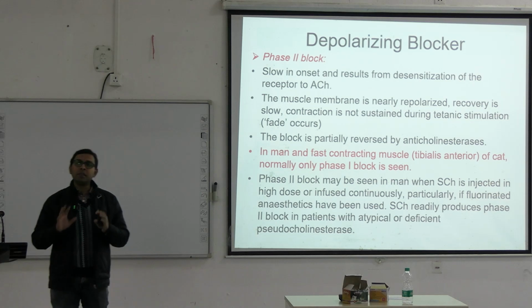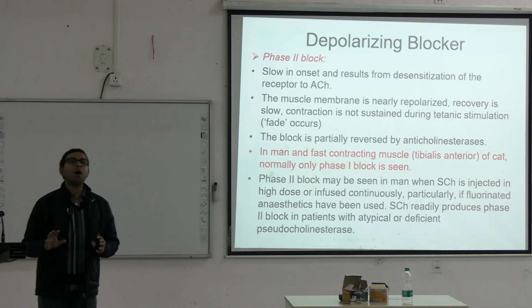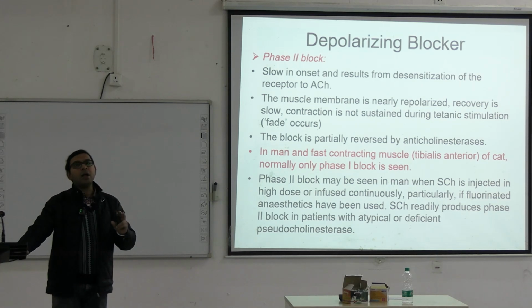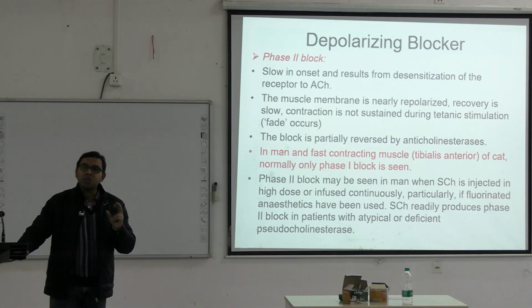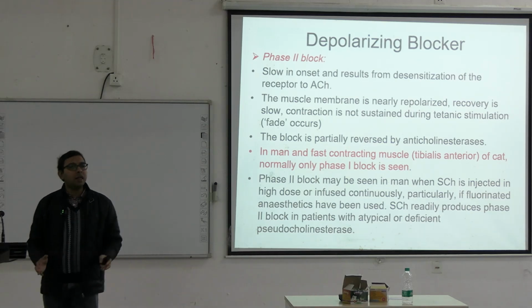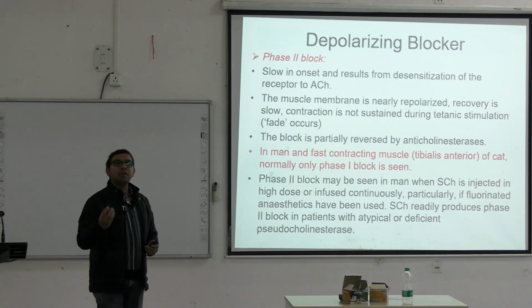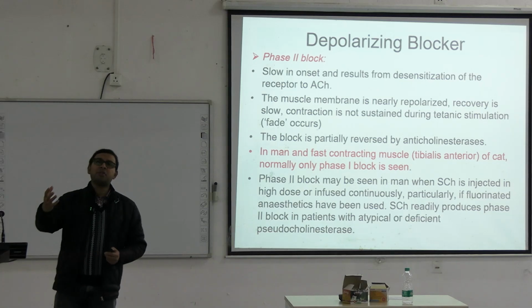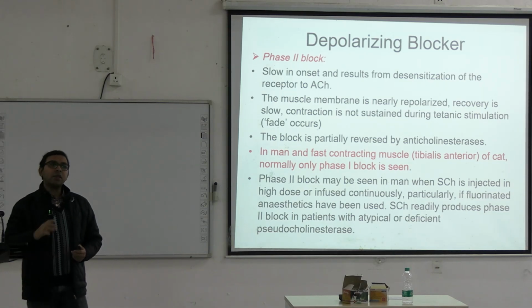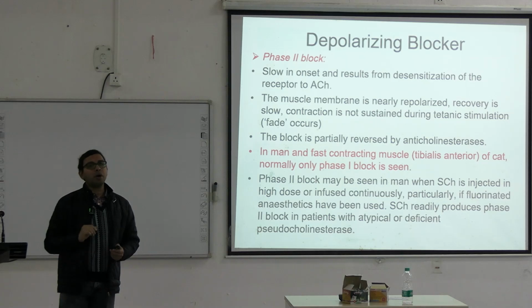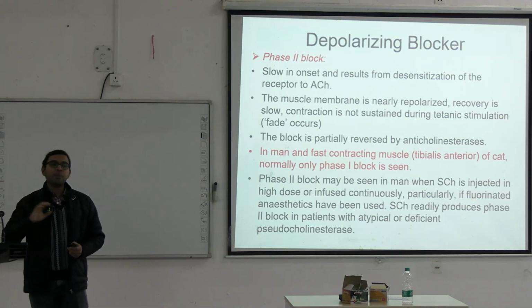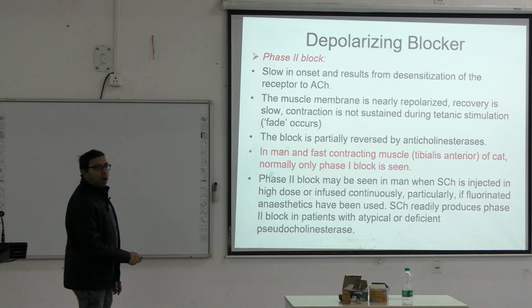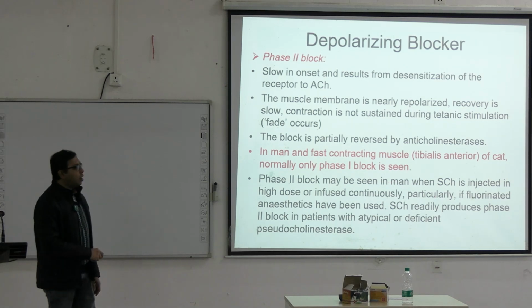So normally with succinylcholine, a depolarizing blocker, we see the classical depolarizing blockade. This is also known as the phase 1 blockade. But in some muscles or in some people where the succinylcholine is not metabolized well, or if this succinylcholine is given in very large volume, in those cases after phase 1, phase 2 block can also happen. Phase 2 block is like that of the competitive blockade. So phase 2 block may be seen in man when succinylcholine is injected in high dose or infused continuously, particularly if fluorinated anesthetics have been used.